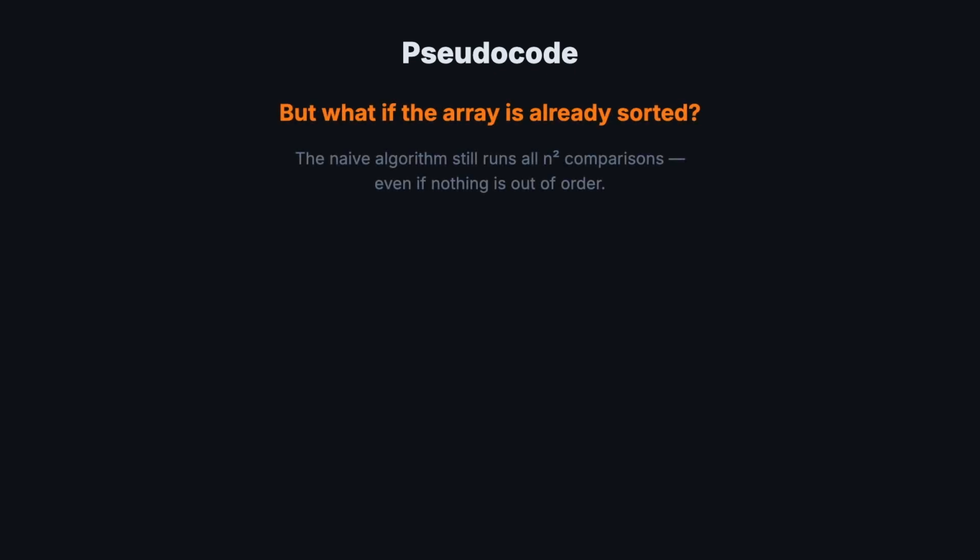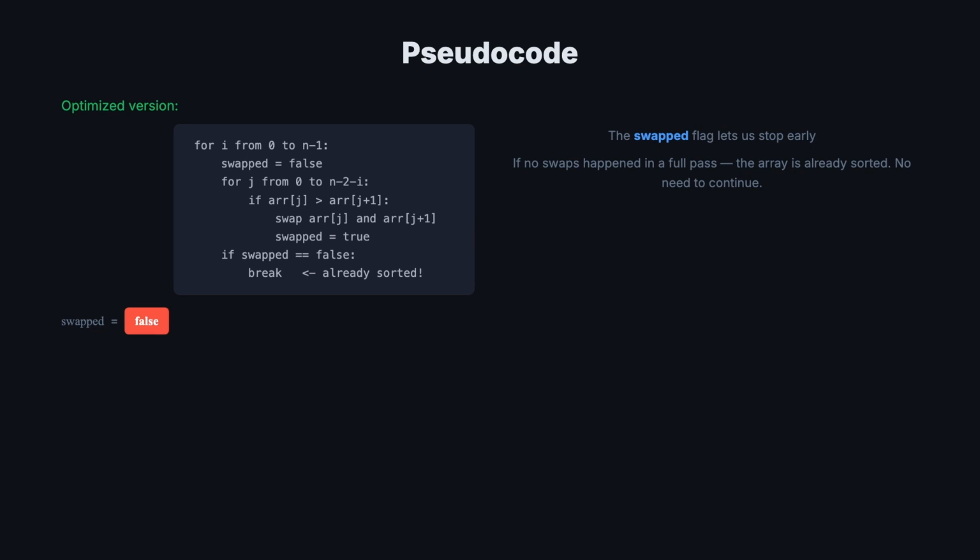Now, there's a smarter version. What if the array is already sorted? With this basic version, we'd still do all n passes even when there's nothing to swap. Wasted work. The fix is to use a flag.